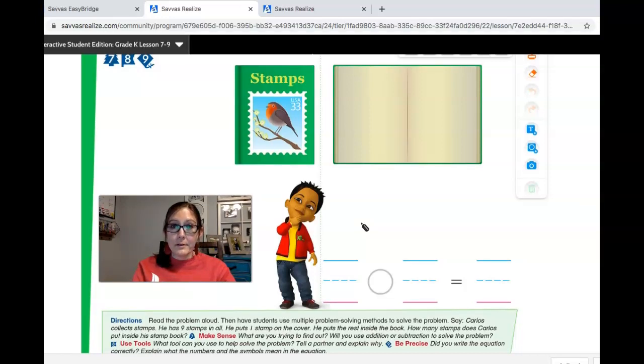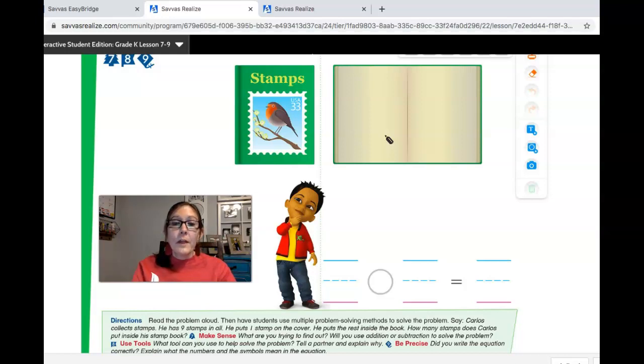Let me say it again. Carlos collects stamps. He has 9 stamps in all. He puts 1 stamp on the front of his stamp book, and he puts the rest of the stamps inside his stamp book. How many stamps does Carlos put inside his stamp book?